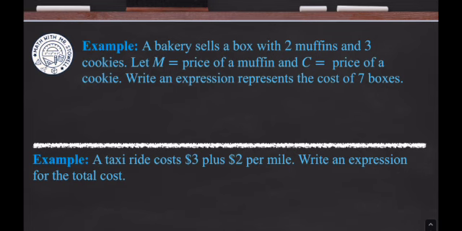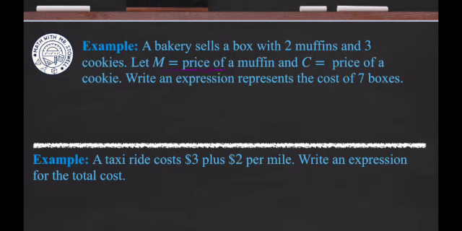Example number 2, or another example. A bakery sells a box with 2 muffins and 3 cookies. Let M be the price of a muffin and C be the price of a cookie. Write an expression representing the cost for 7 boxes. So here's what we're going to do.